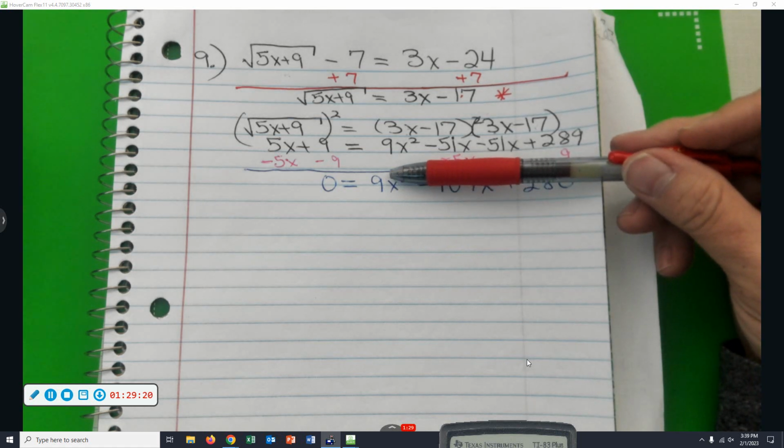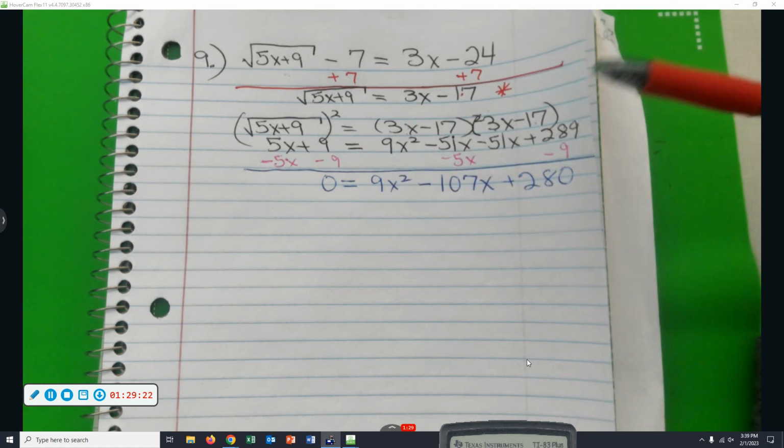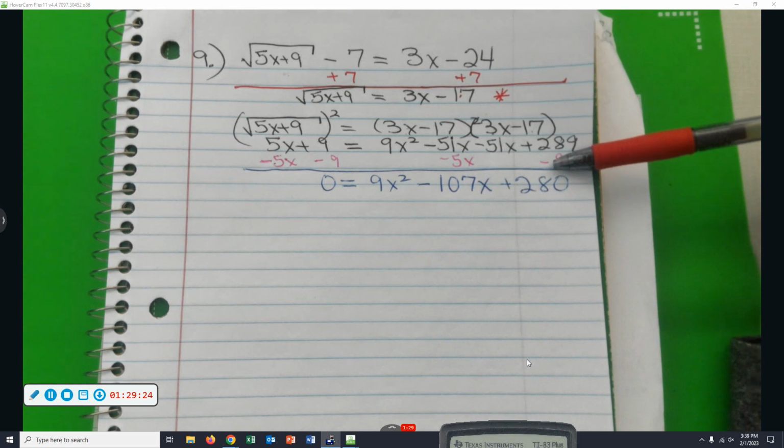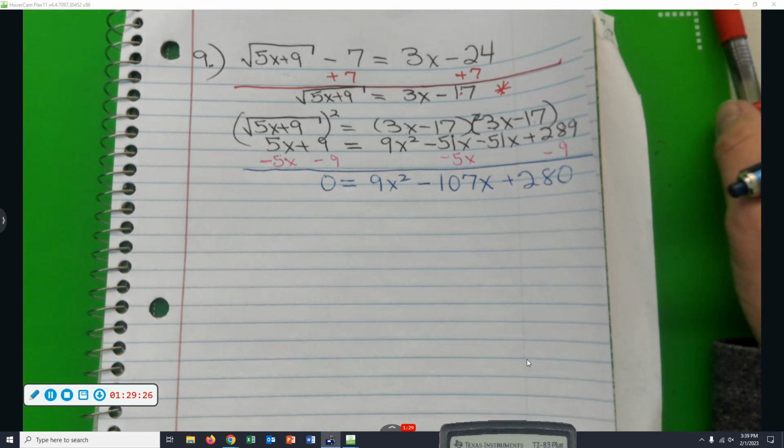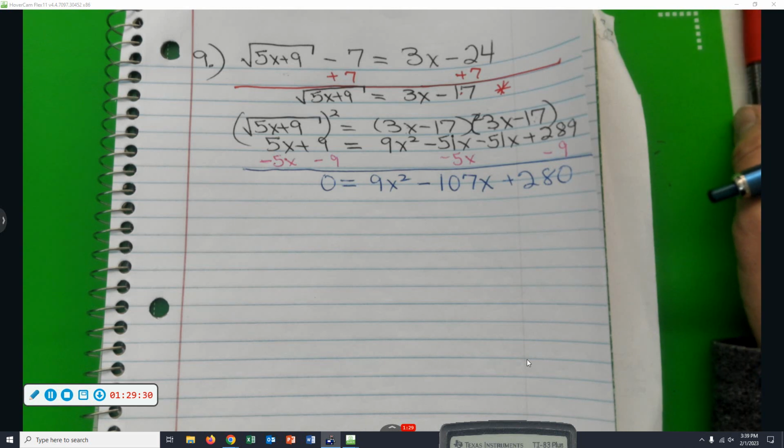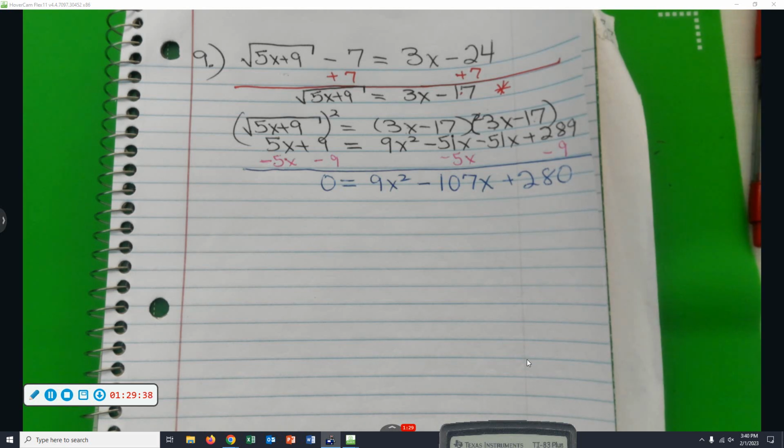1x times 9x or 3x times 3x. But 280? Okay, 1 times 280. 2 times 140. 4 times 70. There's 10 times 28. I'm moving the prime factorizations around in my head. Let's see. I think there's too many possibilities. I'm going to the quadratic formula, okay?